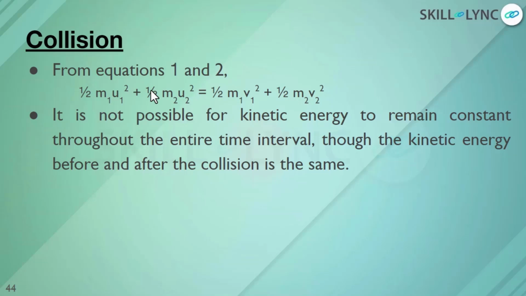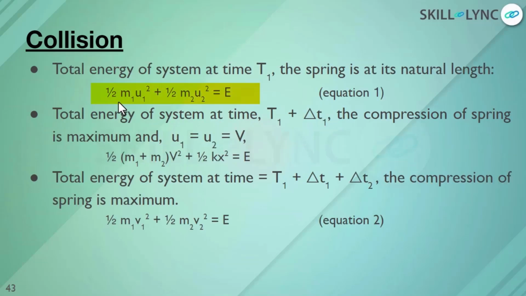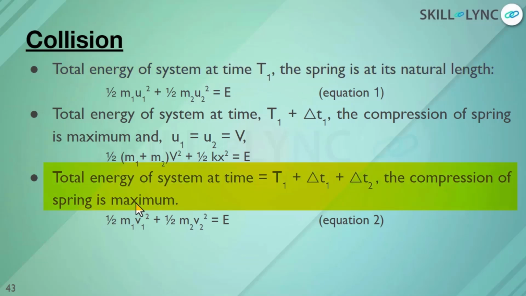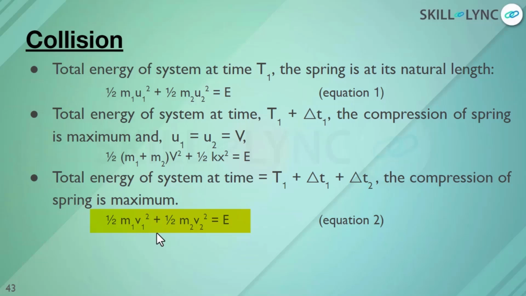As we have already seen, let us revise. Equation 1 was half m1 u1 square plus half m2 u2 square is equal to E, where m1 is the mass of object 1, u1 is the initial velocity of object 1. Similarly, m2 is the mass of object 2 and u2 is the initial velocity of object 2. And this whole thing is equal to E. That was the total energy of the system at time t1. Similarly, total energy of the system at time t1 plus del t1 plus del t2 was half m1 v1 square plus half m2 v2 square is equal to E. In both the cases, the total energy remains constant.